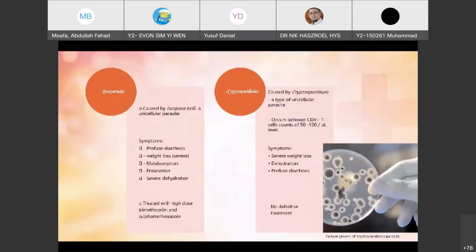Additionally, isosporiasis, which is caused by Isospora belli, a unicellular parasite, can affect the gut, causing profuse diarrhea. So the symptoms of weight loss and malabsorption may be seen, and the weight loss due to Isospora infection can be very severe, and the patient may present with emaciation and severe dehydration. And it can be treated with high-dose trimethoprim and sulfamethoxazole.